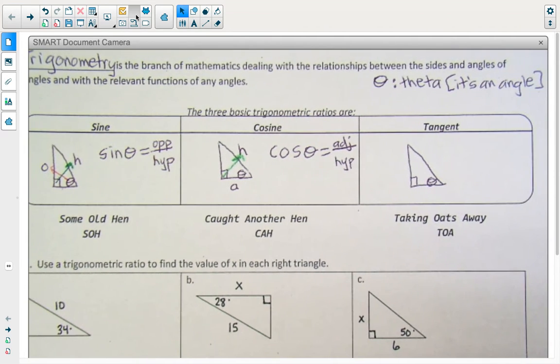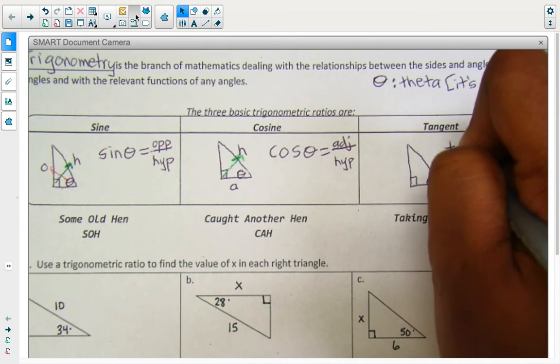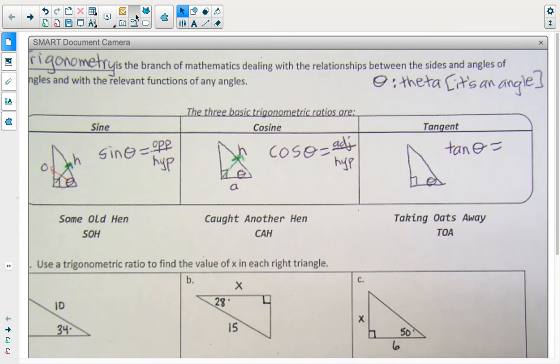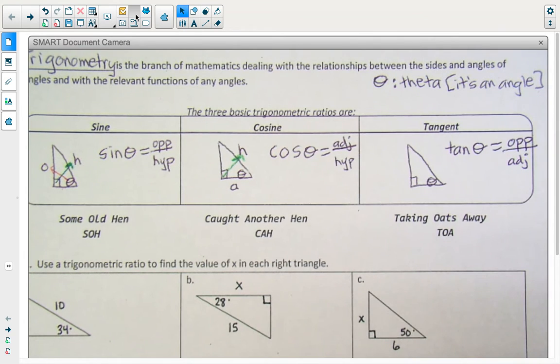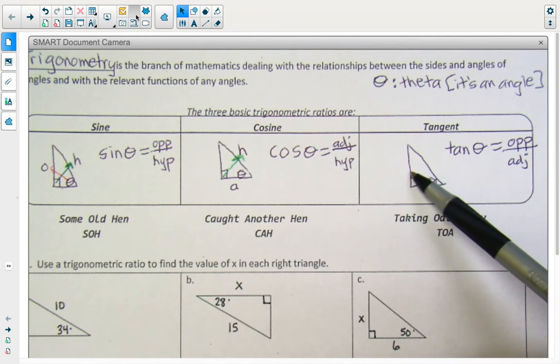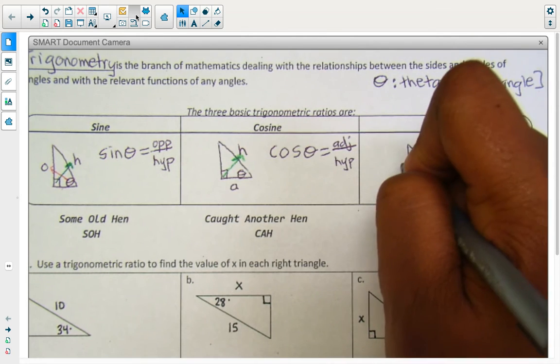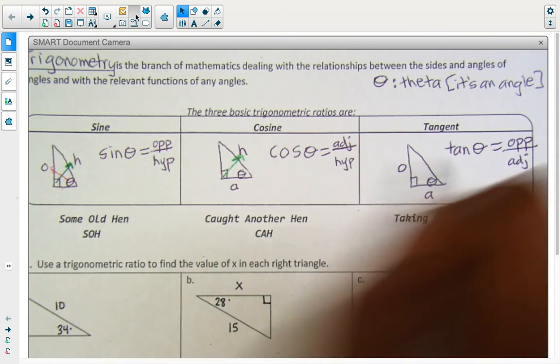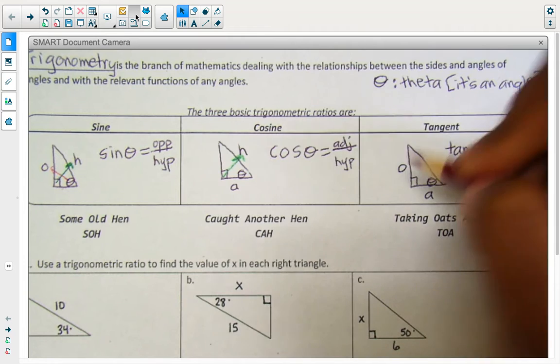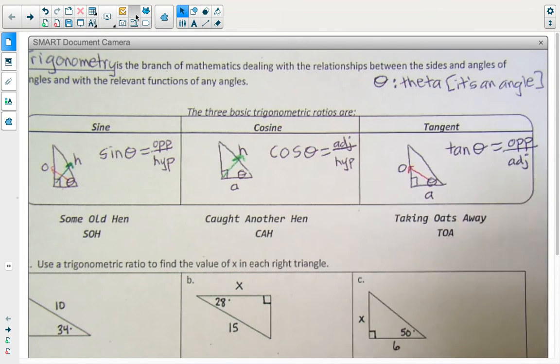Our last trig function is the tangent. Tangent is T-A-N. That's my abbreviation for tangent. Our definition for tangent is opposite over adjacent. Let's fill that in our triangle. Wherever your angle is, go directly across from that. That's always your opposite side. And then the side touching it is our adjacent. So that is our definition for tangent.